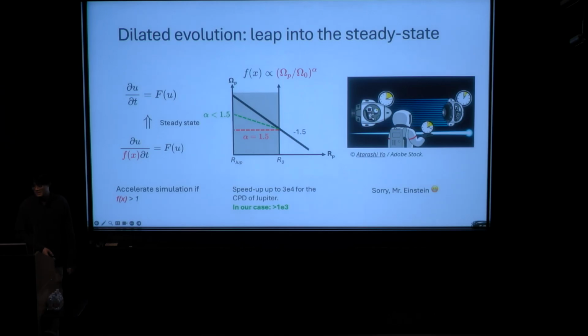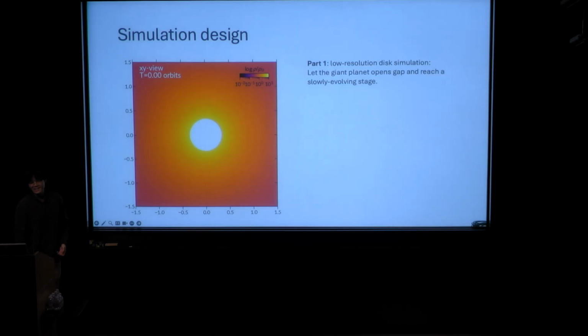We want to skip all these annoying iterations before reaching a steady state, and for the inner disk, the evolution is slowed down because we scale it. That's likely something like time dilation. So we borrow the name and decide to call it dilated evolution. Sorry, Mr. Einstein.